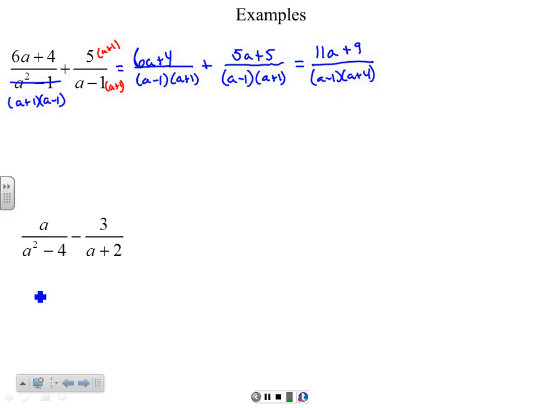Okay, let's try this one. The a squared minus 4 is going to factor into a plus 2 and a minus 2. So again, our common denominator, we're going to write down everything that we see that's in common, which is going to be the a plus 2 group. And then we're going to write down anything that's not in common, which is going to be that a minus 2.